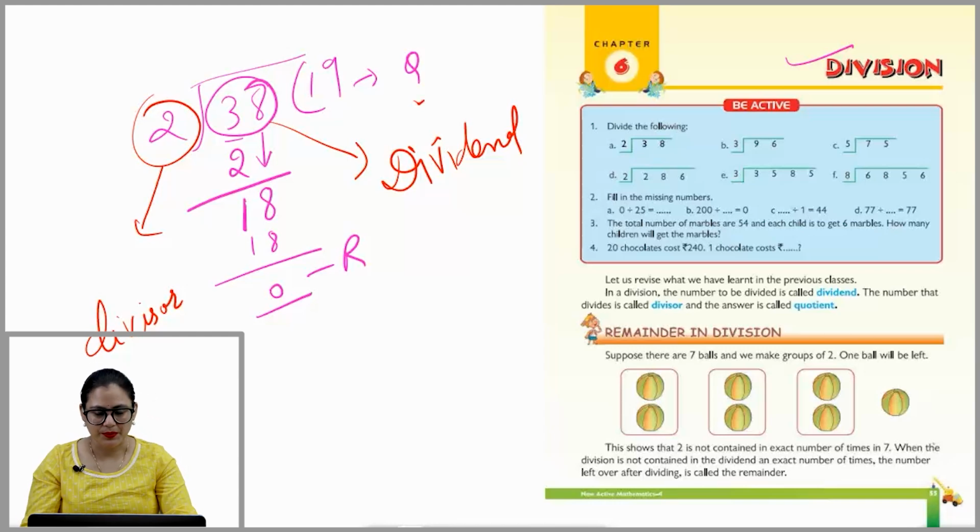Remainder in division. Suppose there are 7 balls and we make groups of 2. 1 ball will be left. Here you can see in the picture there are 3 groups and 1 ball is left. This shows that 2 is not contained an exact number of times in 7. When the divisor is not contained in the dividend an exact number of times, the number left over after dividing is called the remainder. So here in this case, this is remainder.